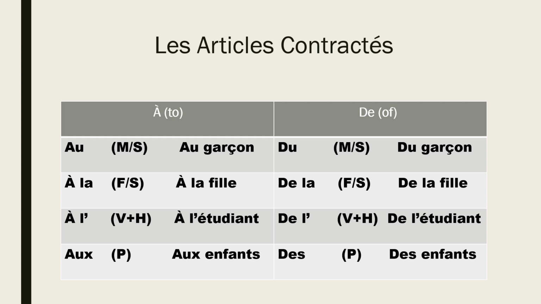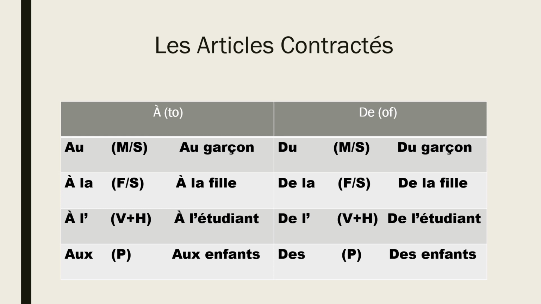Next we have les articles contractés, the contracted articles. You see here we have two prepositions. First one is à, second one is de. So first we will take the first part of the table, that is with à. Contracted articles means when you combine two things and contract that to make one. Now if you see the first case, it is AU. It is made when we have added à plus le.